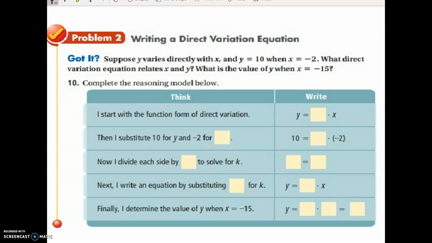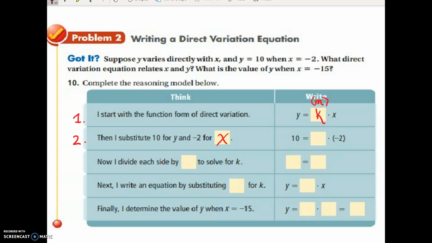And what is the value of y when x is negative 15? As I said, this is taking you through this step by step. So think of this as step 1, step 2, and so on. First you want to start with the function form for direct variation. We can either have k here, or in some cases we can have m because we know that represents slope. What we're going to do there is substitute 10 for y and negative 2 for x. So we're going to do a little bit of substitution.